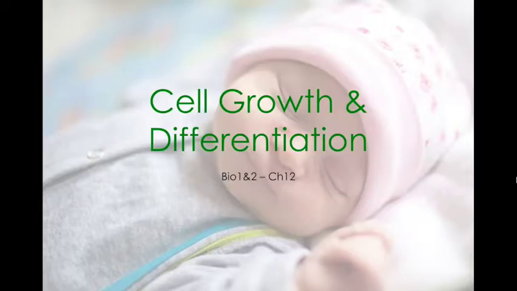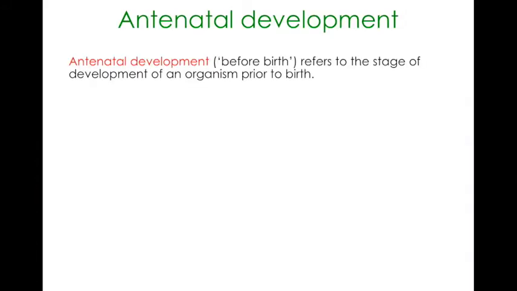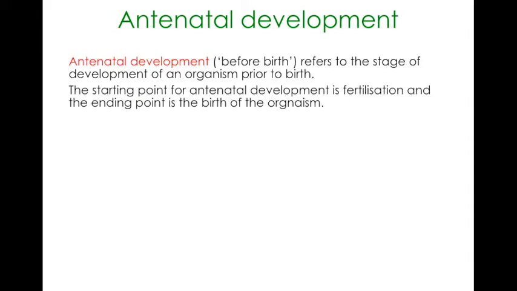All right, cell growth and differentiation. Let's start with antenatal development. Antenatal development refers to that stage of development of an organism prior to birth. That is, the word antenatal means before birth, and so it is what is happening during that pregnancy stage. For the purpose of this chapter, we are only going to focus on human antenatal development, but you can see that there are minor and major differences between humans and other mammals. The starting point for antenatal development is fertilization, and the end point is the baby actually being born.